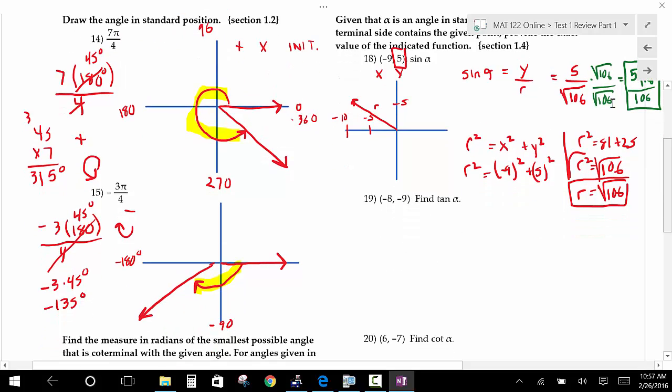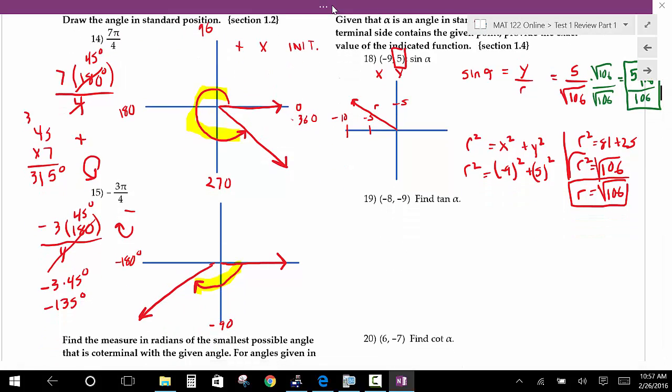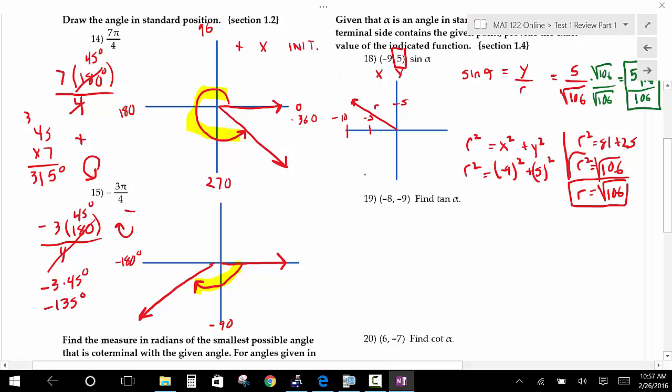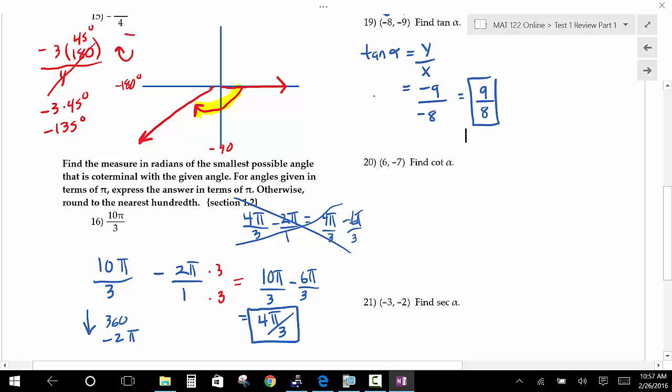Okay, the next problem we're going to do is looking at the tangent. Again, I'm not going to do a graph on this necessarily, because you don't necessarily have to do that. So basically, by definition, if you have a point, and that point's not on a unit circle, it's just on a circle, the tangent is y over x. So in this problem, there's y, there's x. I've given you that information. So that means the answer to the problem would be negative 9 over negative 8. And of course, you would reduce the negatives, so you would have the tangent of alpha is equal to 9/8 like that.